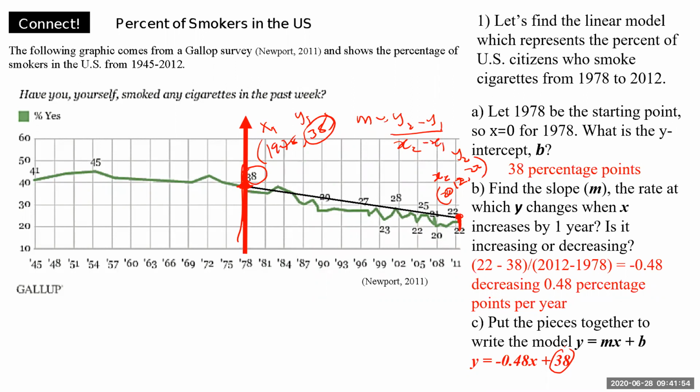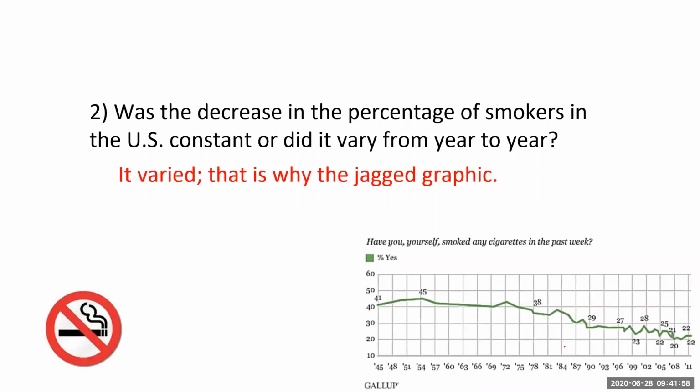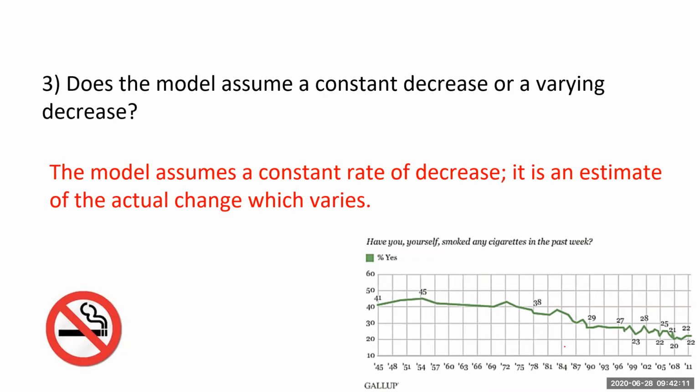Okay, nice. Now, was the decrease in the percent of smokers in the US constant, or did it vary from year to year? It varied, right? That is why the graph is jagged. Now, does the model assume a constant decrease or a varying decrease? The model assumes a constant decrease. All right, it's the estimated change; the actual change varies.